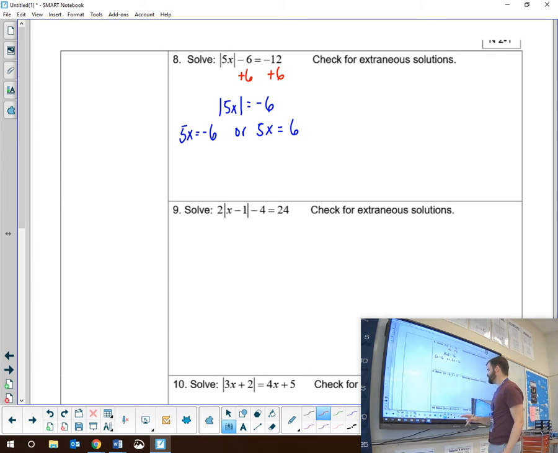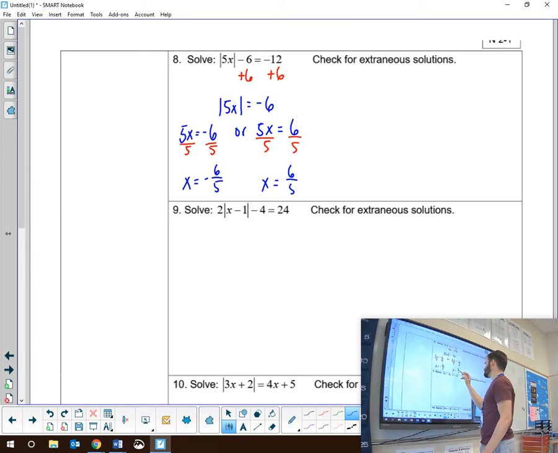And how do we solve this? Well, I'm just going to divide both sides by 5 and get x equals negative 6/5. Or, on this one, I'm also going to divide by 5 and get x equals positive 6/5. Now, those are my 2 answers. But we still need to check for extraneous solutions. So I'm going to take this negative 6/5 and plug it back into my original equation to see if it works. So here I'm going to check for extraneous solutions.